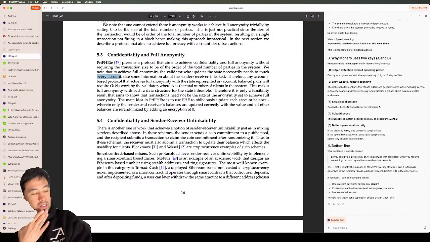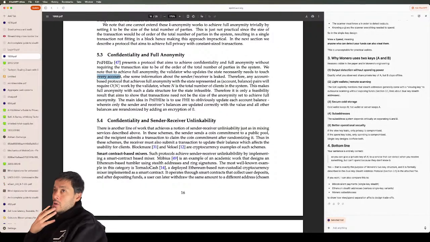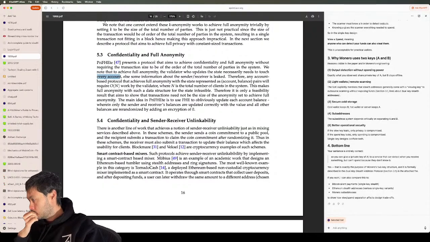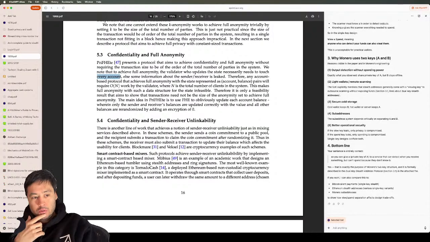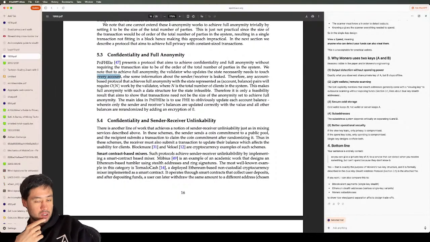That's the problem, I guess, with MPC and FHE protocols, right? You need to touch all accounts. Do you? I guess you don't need to touch all accounts. You just need to be able to have a circuit in FHE or an MPC that goes down a Merkle tree and updates the Merkle tree root.